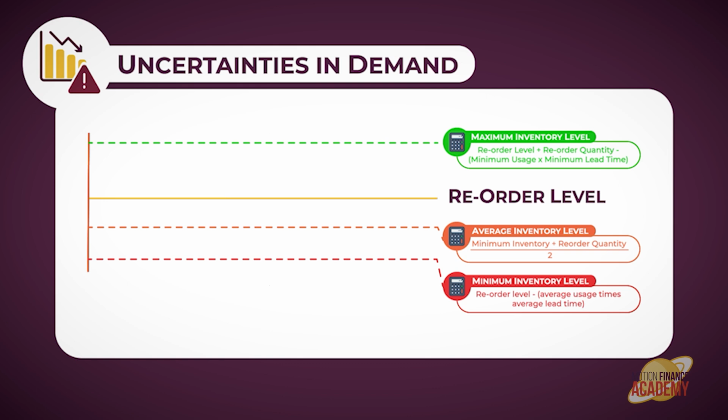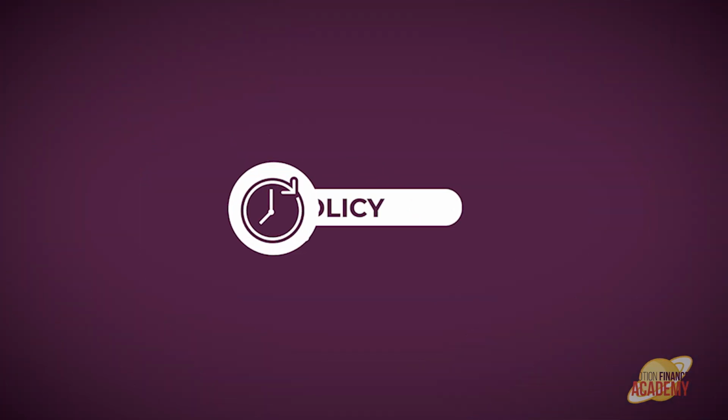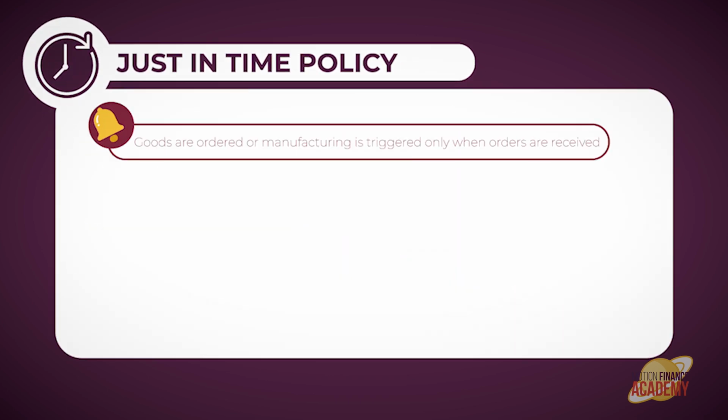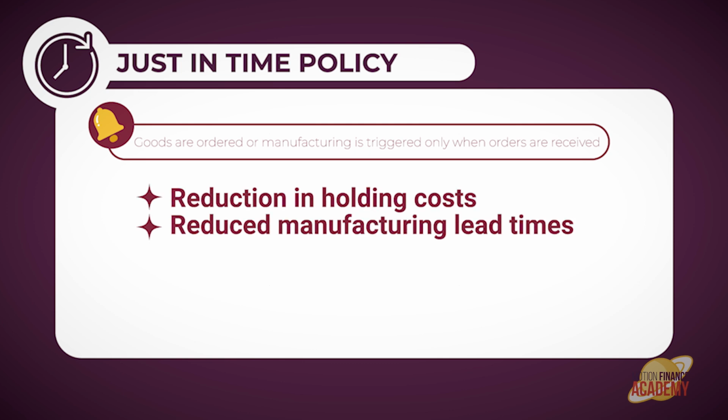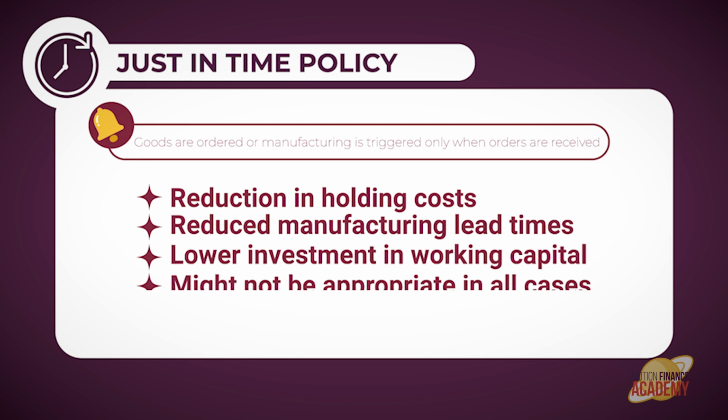Before we end the video, you need to know a radical approach towards managing inventory, the just-in-time philosophy. Only when inventory is required for production, inventory is ordered from suppliers, avoiding the hassle of needing to hold any inventory. This could also extend to production where orders are received, and manufacturing is triggered to fulfill those orders. The just-in-time policy may bring the following potential benefits: reduced holding costs, reduced manufacturing lead times, reduced investments in working capital through all of this.